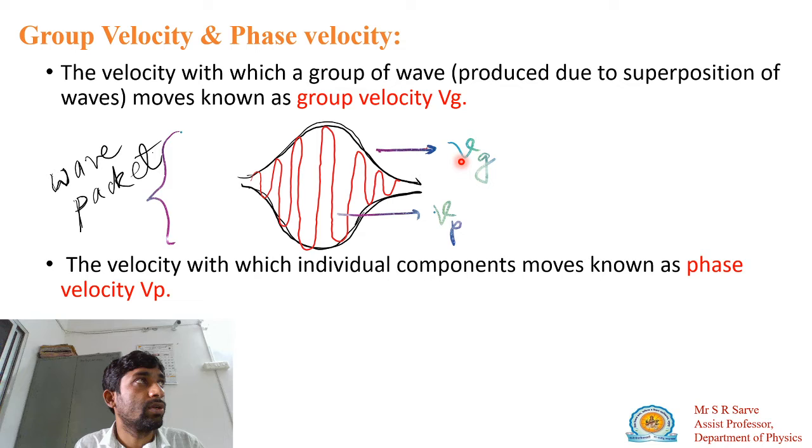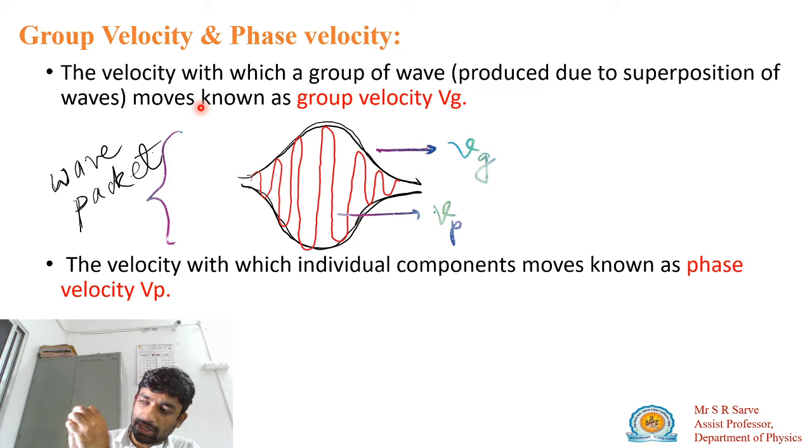The velocity with which a group of waves, which is produced due to the superposition of waves, moves in a forward direction. If there are more than 2 or 3 waves, then they will form a wave packet when they superimpose each other, and the velocity of that wave packet is known as your group velocity. And the velocity of the individual components present in the group wave packet is known as your phase velocity.